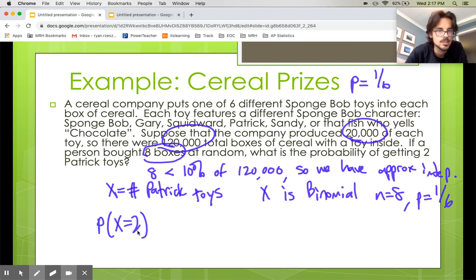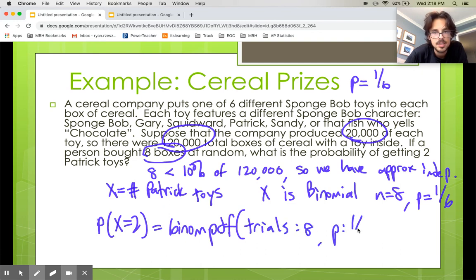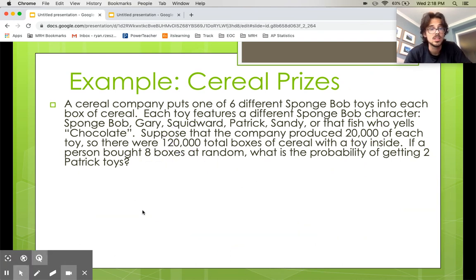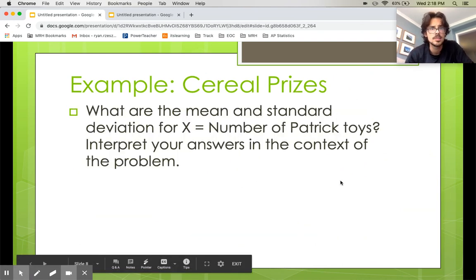So the probability X is 2 is a binom PDF for this one, because it's equals. My trials were 8. My P is a sixth. My X value is 2, and I get 0.2605. So yeah, if you can verify the 10% condition, you can still do binomial stuff. Hopefully these are starting to get a little more comfortable for you guys.